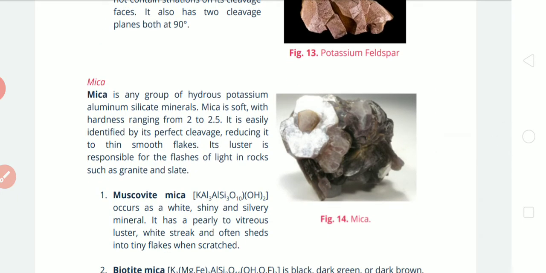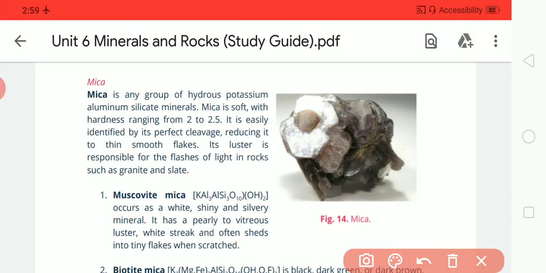Mica. So mica is in a group of hydrous potassium, aluminum silicate minerals. Mica, so ibig sabihin ani hydrous, potassium plus more water, liquefied form of potassium and aluminum silicate minerals. More watery na potassium and aluminum silicate minerals.